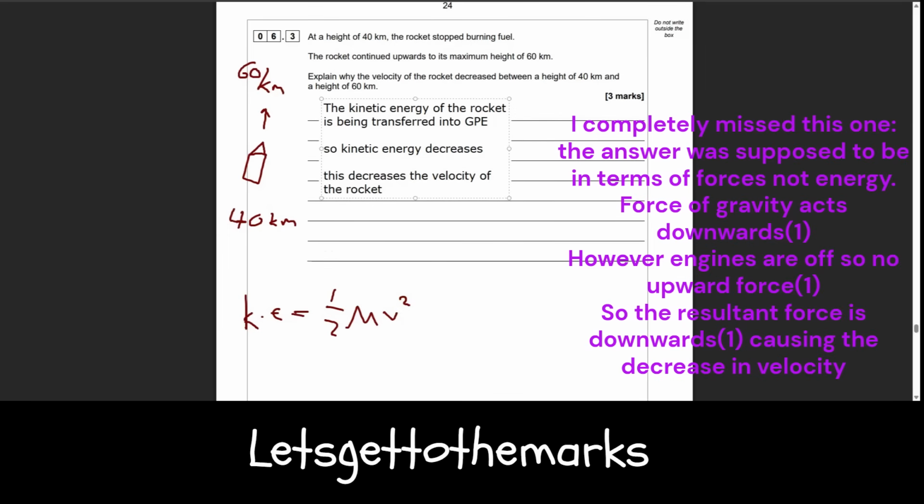Remember, the mass stays the same as it is not burning fuel. So it's not down to the mass. The mass stays the same as it's not burning fuel. But really, some of the kinetic energy is being turned into GPE, and so it is losing some of its velocity, so velocity must be going down.